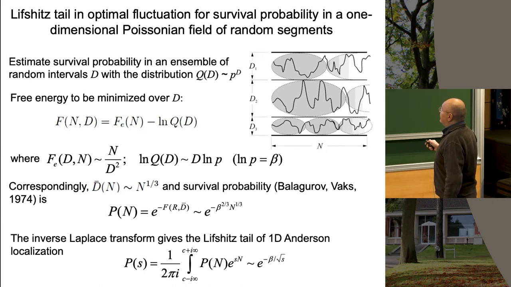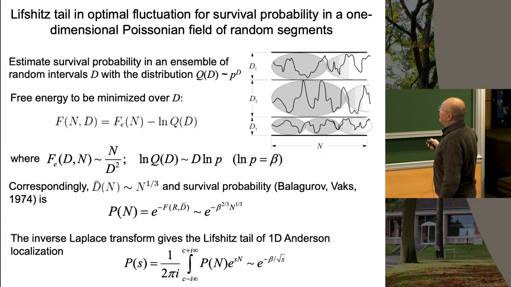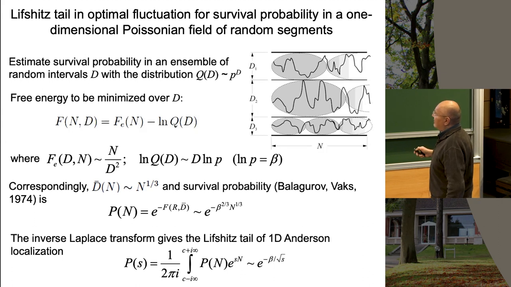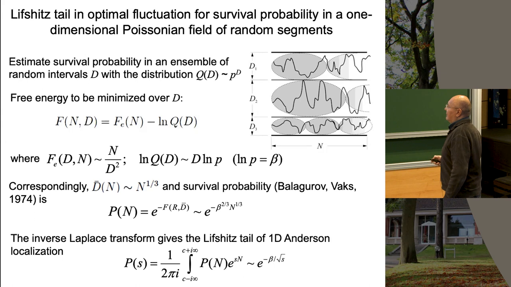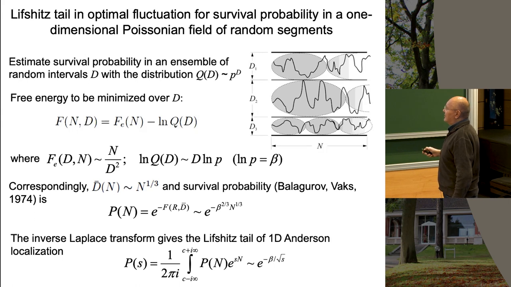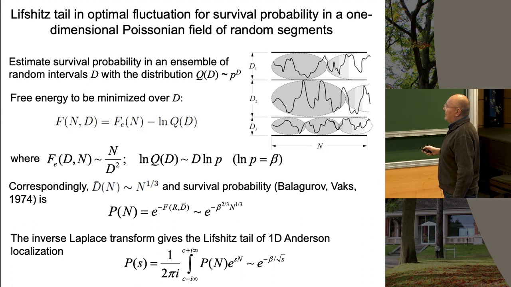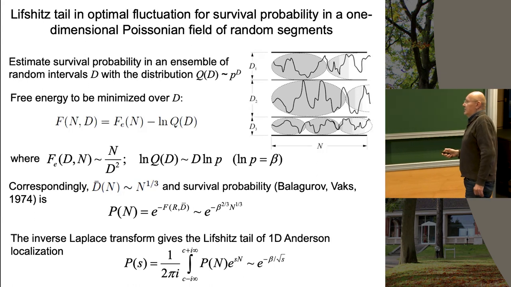And another is just the random walk inside the interval, and I can estimate its free energy. I can solve the diffusion equation with boundary conditions, but in fact it's sufficient to compute the smallest eigenvalue of this diffusion equation, and it behaves like the number of steps divided by the square root of the size of this interval. So now I should balance this one and this one. And if you compute the minimum of the free energy, then you immediately get the distribution which is known as the Balagurov-Vaks or Donsker-Varadhan law.